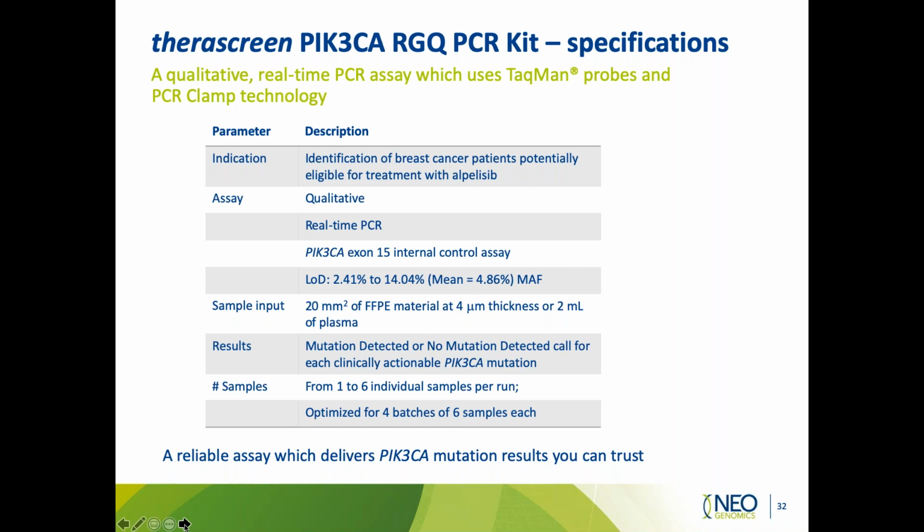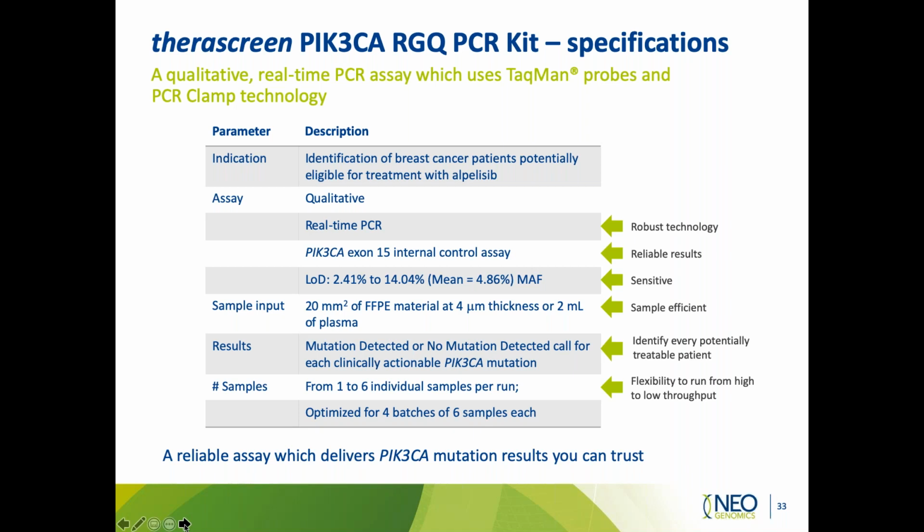Material is cut at 4 to 5 micron thickness, which is typical for laboratories. It's a qualitative result, so it's either mutation detected or no mutation detected for each of the actionable PIK3CA mutations, and we'll talk about the specific mutations in a second. It's very practical, and you can run from 1 to 6 individual samples per run. Next.